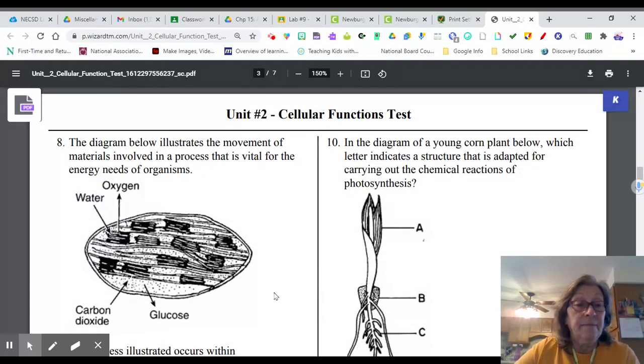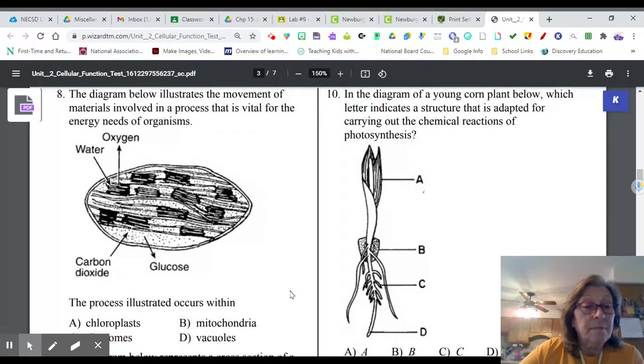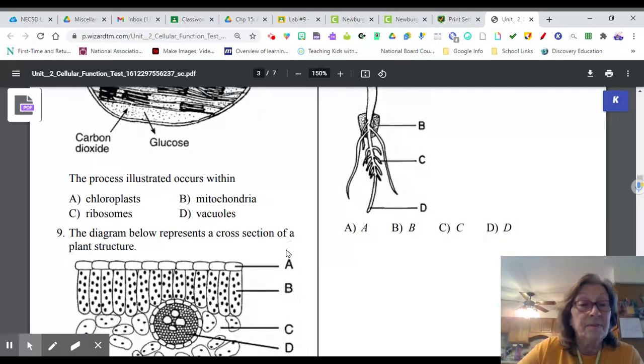Question number 8. The diagram below illustrates the movement of materials involved in a process that is vital for the energy needs of organisms. We have water and oxygen, carbon dioxide, and glucose. The question, the process illustrated occurs within A, chloroplasts, B, mitochondria, C, ribosomes, or D, vacuoles.